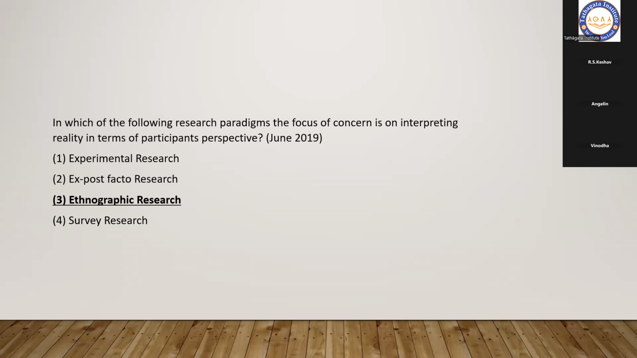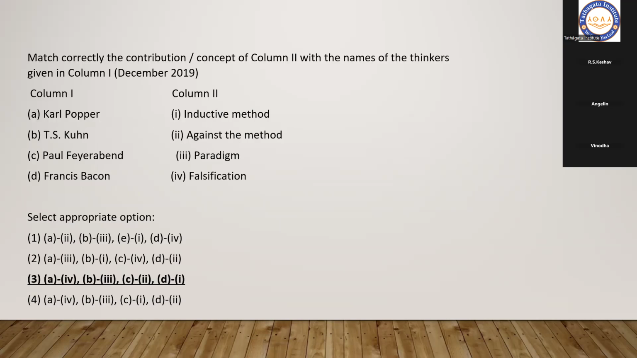In which of the following research paradigms is the focus of concern on interpreting reality in terms of participants' perspective? If you look at or focus on the participant, it is always ethnography. Ethnographic research. The key word here is participants' perspective. Focus on participant is ethnography.